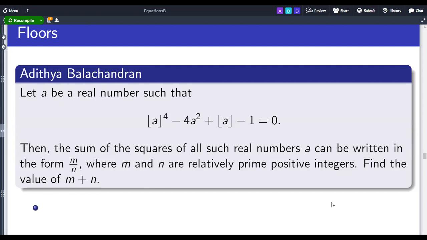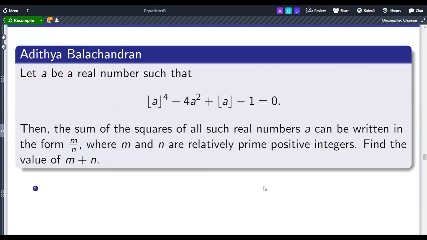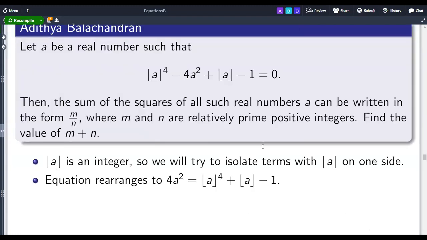Okay, so does anyone have any ideas for how to start? Kevin is suggesting to write a substitution. We're going to do it similarly, but slightly different. I wrote this problem a few years ago. The key thing to note here is that floor of A is an integer, so we can try to isolate all of the terms with floor of A on one side. If we do that, the equation rearranges to 4a squared equals floor of A to the 4th plus floor of A minus 1.